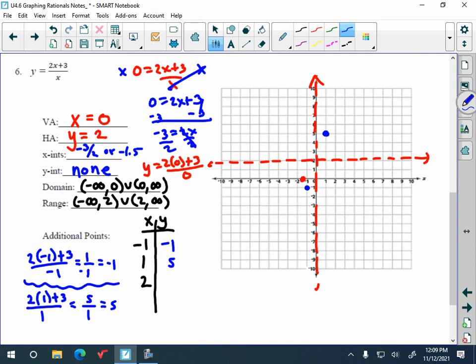And then I'll use positive 2. So I'll do the work right here. 2 times 2 plus 3 over 2. That's 4 plus 3, which is 7 over 2. 7 over 2 as a decimal, just because it's easier to graph, is 3.5. So 2 comma 3.5 is right there. All right. So again, you can see both points are diagonal from each other. Supposed to be. Now I can just draw the 2 curves.